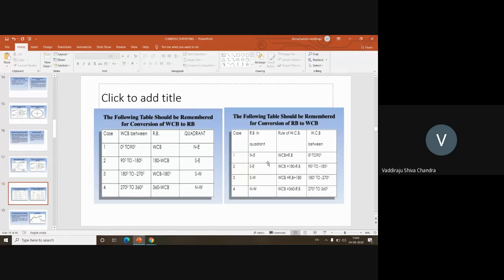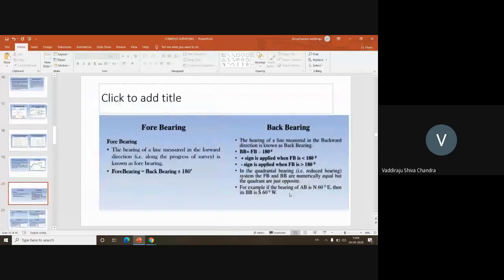Similarly, you have a conversion from RB to WCB. If RB is in the northeast quadrant, the whole circle bearing is equal to the reduced bearing, 0 to 90. If it is in the southeast quadrant, WCB is 180 minus RB, which falls between 90 to 180. If it is southwest, you add 180 degrees to the reduced bearing. If it is northwest, you subtract the reduced bearing from 360. I understand this is a bit complicated and confusing, but as long as you don't solve problems, you won't get a grip on this. So let's solve some problems.